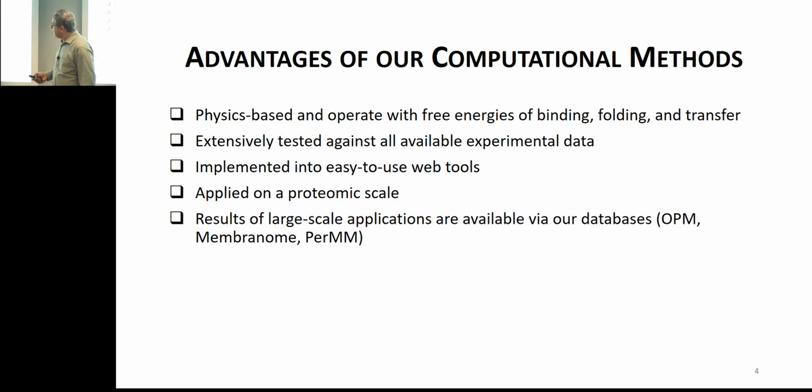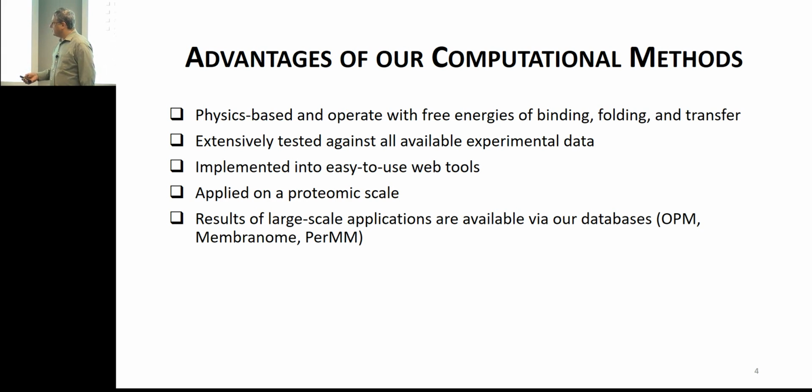Actually, creating new computational methods is a difficult business. And there is also the question of how reliable these methods are, how useful they are, and so on. So when we develop these tools, we use a number of general criteria. First, all our methods are physics-based and operate with different free energies, such as free energies of binding, folding, and transfer of different compounds, of proteins, peptides, and so on. And these quantities usually can be experimentally measured and compared with results of computation.